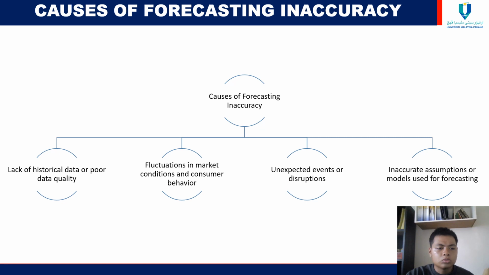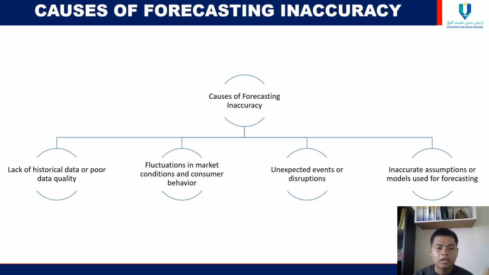Now we go to the next slide, which is causes of forecasting inaccuracy. First is lack of historical data or poor data quality. Second, fluctuation in market conditions and consumer behavior. And third, unexpected events or disruptions. Fourth, inaccurate assumptions or models used for forecasting.